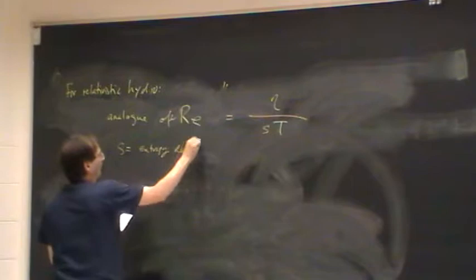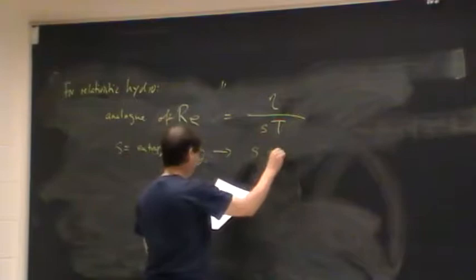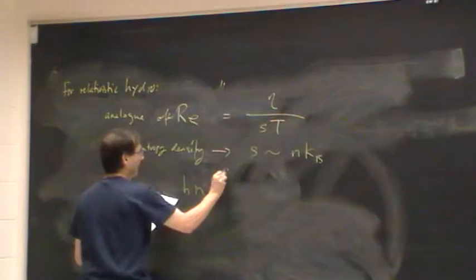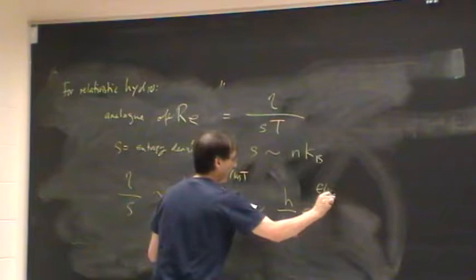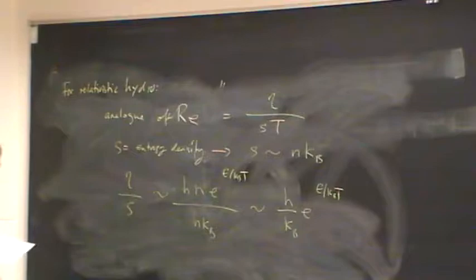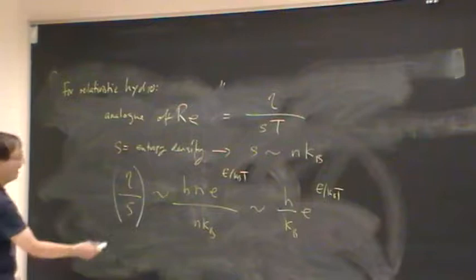And so in an ideal gas, S would be something like N times Boltzmann's constant, for example. And so what I would say is that eta over S is basically h n e over k_B T, if you still use that kind of estimate, over N k_B, or in other words, Planck's constant over k_B times e to the E over k_B T. Now, that's one way to approach this idea. This ratio of the viscosity over the entropy density is some fundamental measure of viscosity.